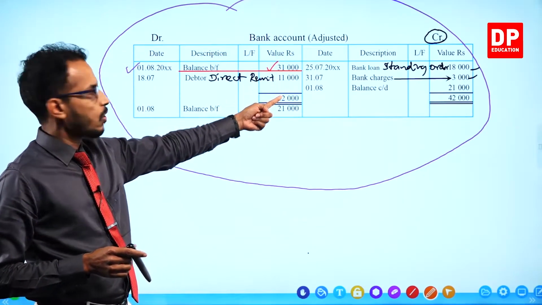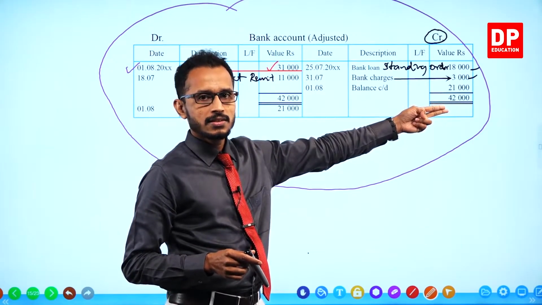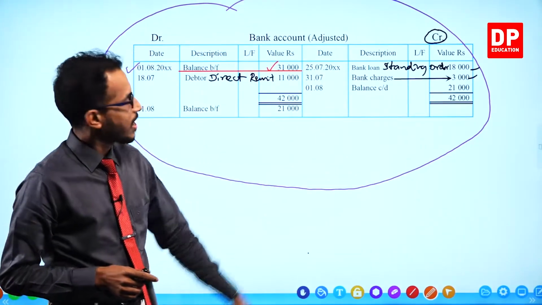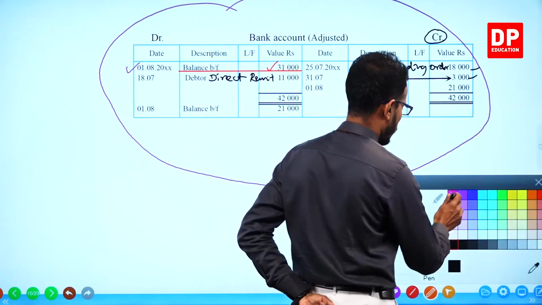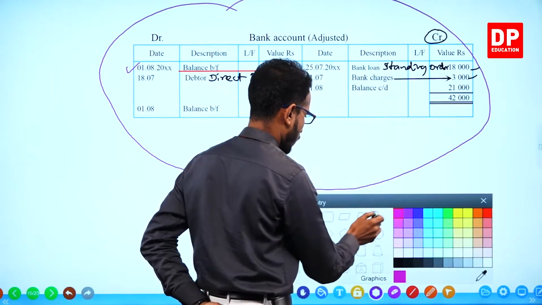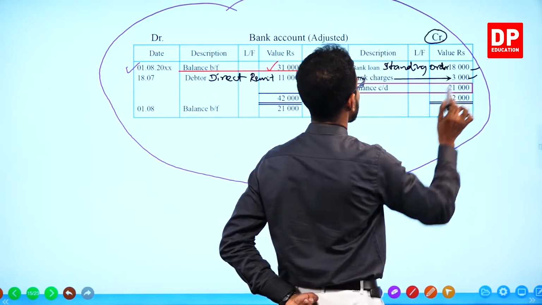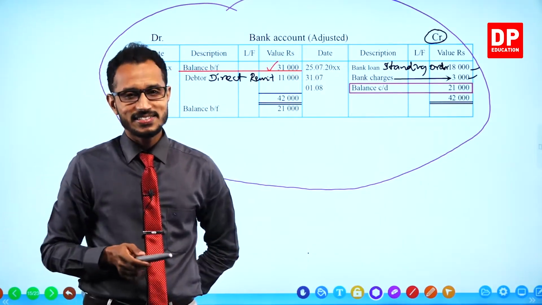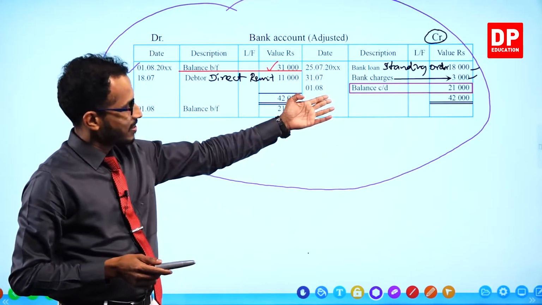We take the debit total and balance the bank account. We balance the bank account. And we take the new balance, which is the balance carried down, as mentioned here. This is the new balance. That is the adjusted balance, adjusted or updated balance. All right.